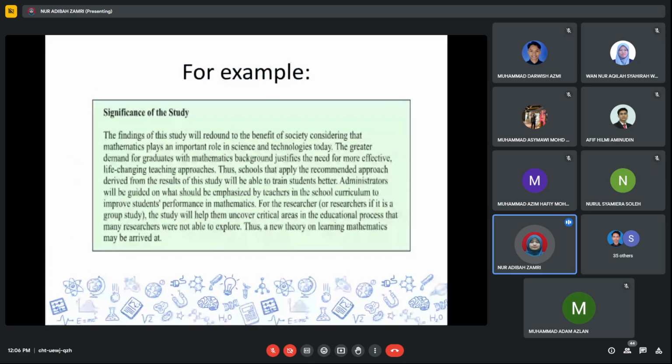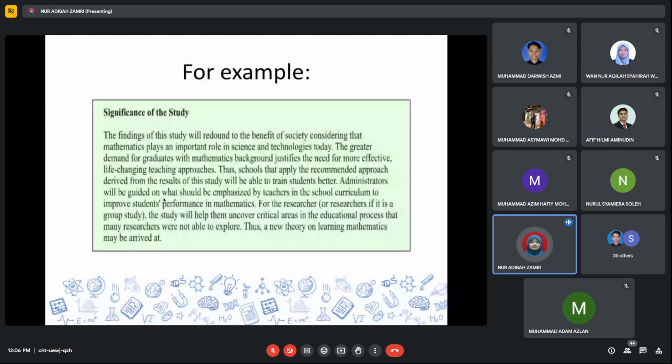Okay, let's take a look at the example straight away. So this is the example of significance of the study. The findings of the study will redound to the benefit of society, considering that mathematics plays an important role in science and technologies today. So number 1, this study can benefit society. The greater demands for graduates with mathematics background justify the need for more effective life-changing teaching approaches. Thus, schools that apply the recommended approach derived from the result of the study will be able to train students better. So students also will benefit from the study, as well as school, right?